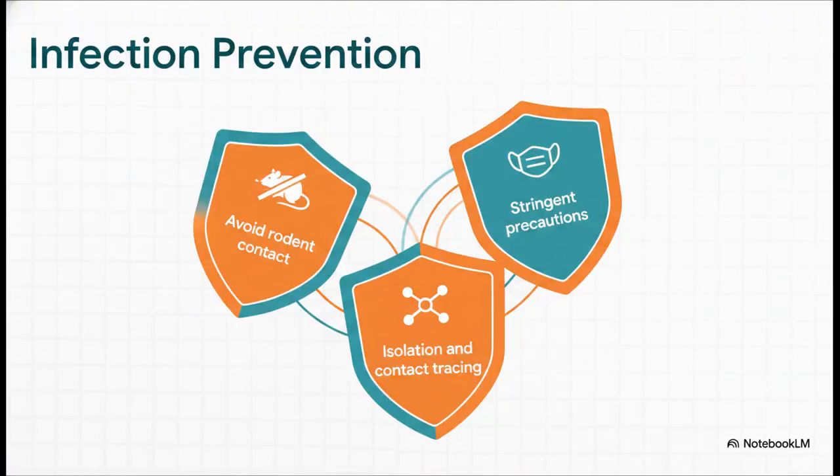Because of all this, infection prevention and control, or IPC, becomes our absolute strongest defense. In the community, this just means avoiding rodents. But in a Dutch healthcare setting, because this specific virus can spread from person to person, standard hygiene is nowhere near enough. We have to implement stringent transmission-based precautions, strict patient isolation, and comprehensive contact tracing.